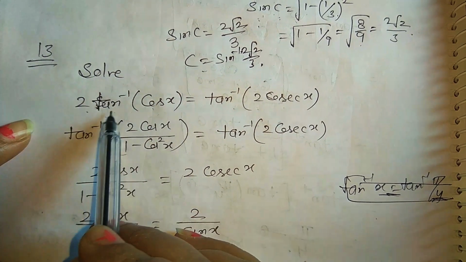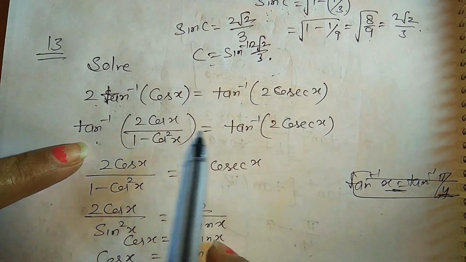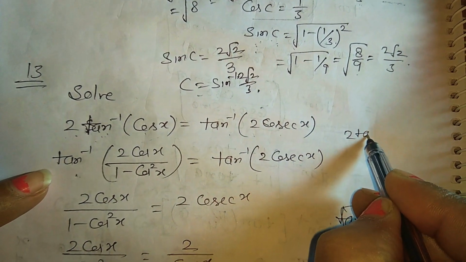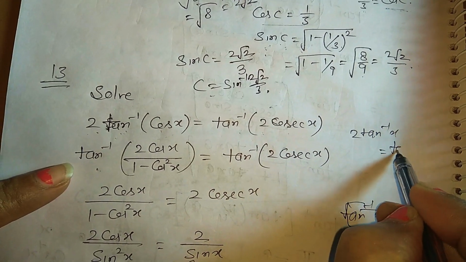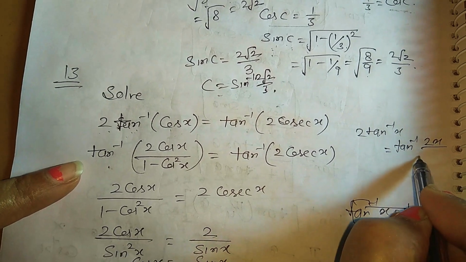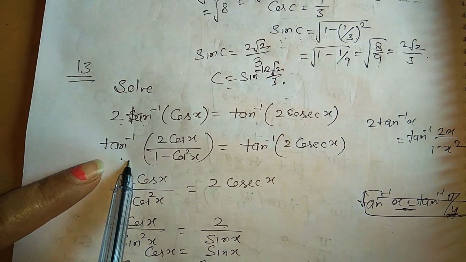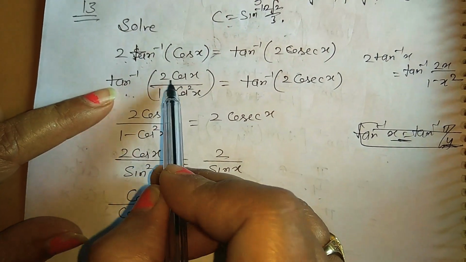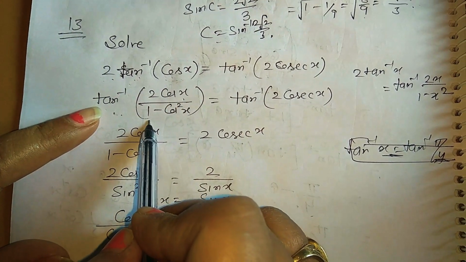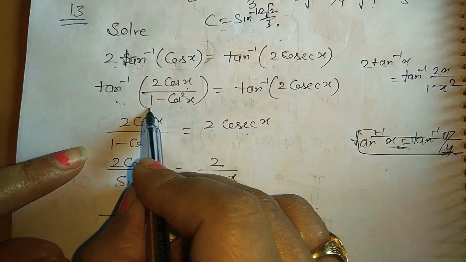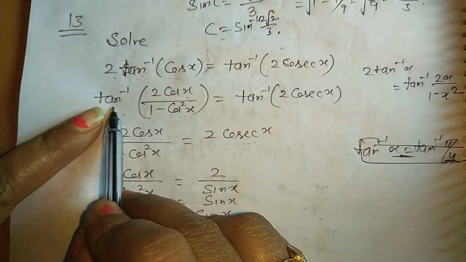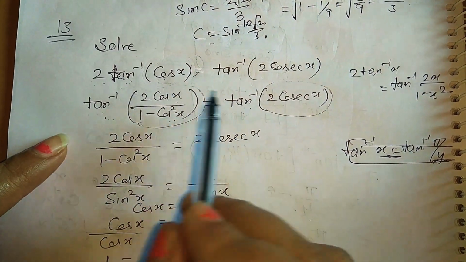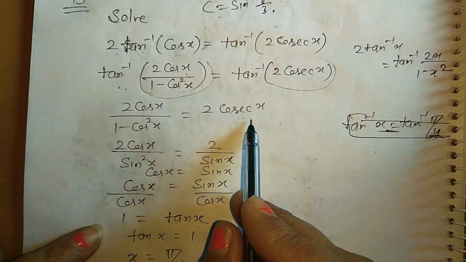So firstly we will change it into a single tangent inverse so that we can compare both sides. The 2 tangent inverse formula is tangent inverse 2x upon 1 minus x square. So we will put it here. 2 tangent inverse of cos x means tangent inverse 2 cos x upon 1 minus cos square x. And we know that this is equal to this, so that means this is equal to this because both sides are tangent inverse.